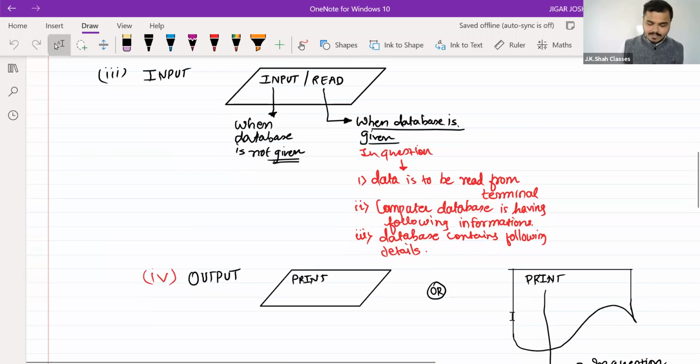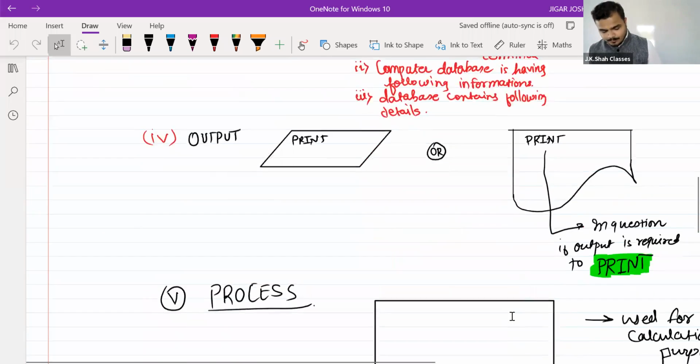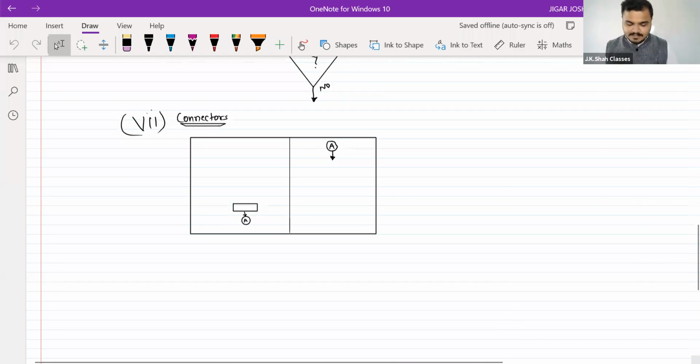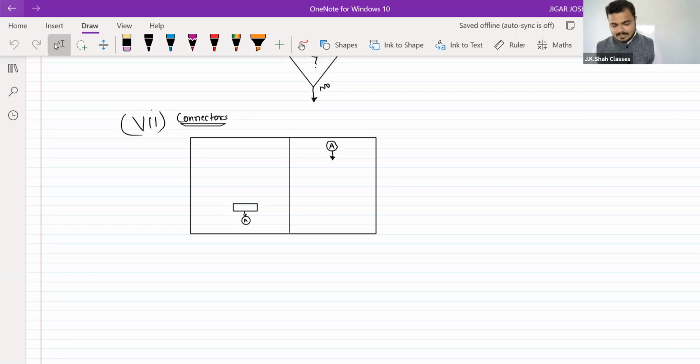Start, stop, input, read, output, print, process, decision box, and connectors. Everything we had yesterday learned. Am I right? Yes or no? And I hope those who are sharing the screen with me today are coming with 110% preparation of all previous lectures, and especially the last lecture they had revised very nicely. Can I at least trust my children?